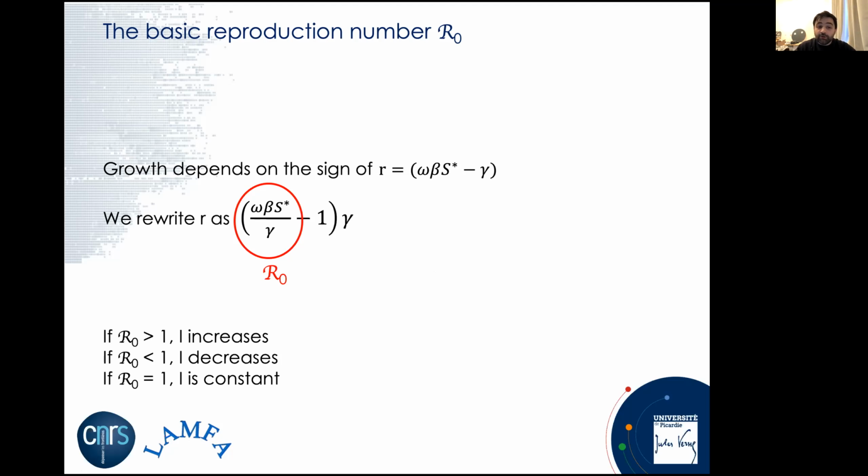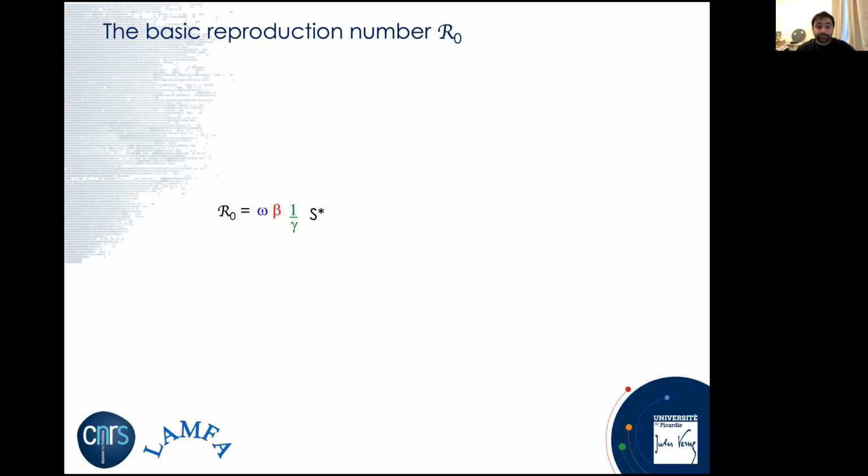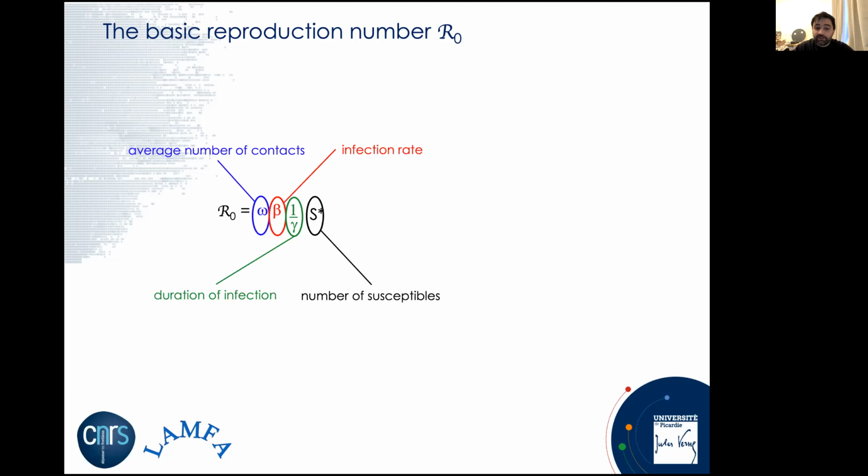But this R0 has a biological meaning. If I come back to the definition, I'm looking at each term. So omega is the average number of contacts. Beta is the infection rate. I said before that gamma is the recovery rate, so 1 over gamma you can see as the duration of infection. And S star, or S, is the number of susceptibles.